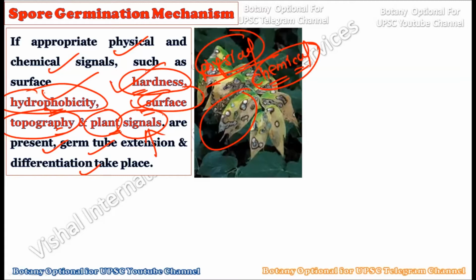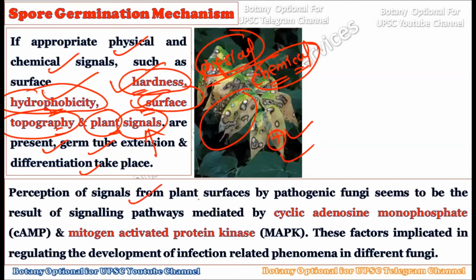Okay. So here a very complex mechanism is involved during the plant pathogen interaction, and in this interaction, once the pathogen starts to grow and create the germ tube, the germ tube itself will act as a site where it is going to perceive the plant surface in the form of physical signals, and in the form of chemical signals as well. And if they find it positive, then and only then they will start to differentiate. Now, perception of the signal from the plant surface by the pathogenic fungi seems to be the result of a signaling pathway, which is mediated by cyclic adenosine monophosphate, that is the cAMP pathway.